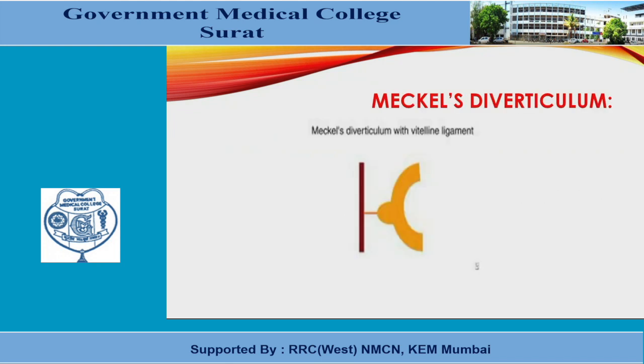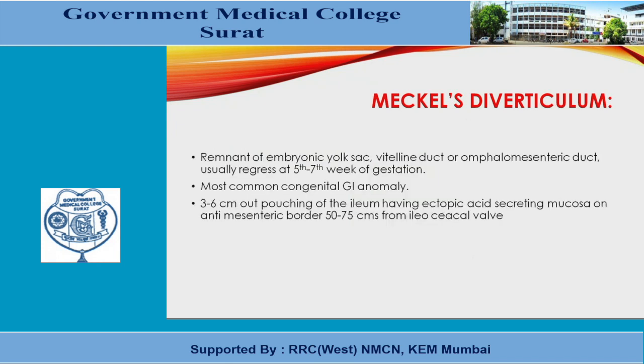Next is Meckel's diverticulum with a vitelline ligament. It is a remnant of the embryonic yolk sac, vitelline duct or omphalomesenteric duct, which normally regresses at the 5th to 7th week of gestation. It is the most common congenital GI anomaly. It is present as a 3 to 6 centimeter outpouching from the ileum, having ectopic acid secreting mucosa on the antimesenteric border, 52 centimeters from the ileocecal valve.